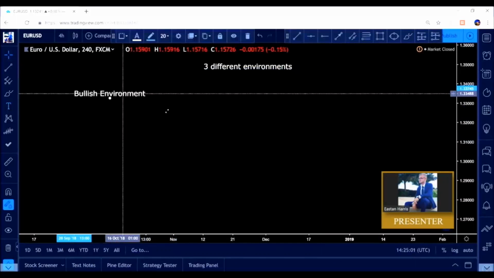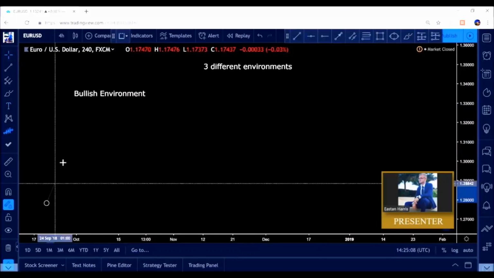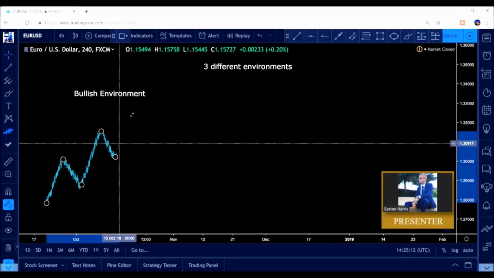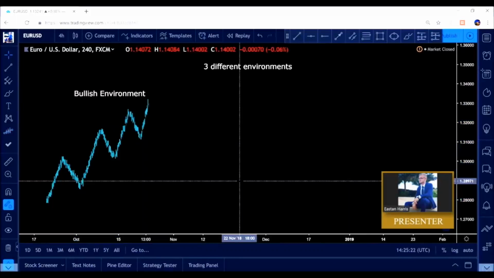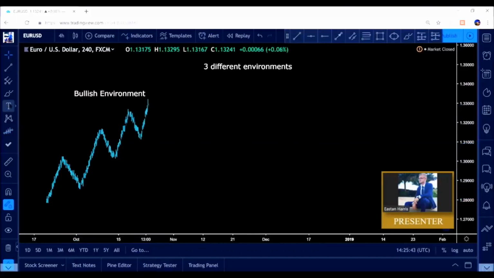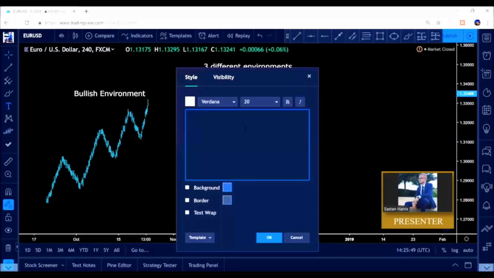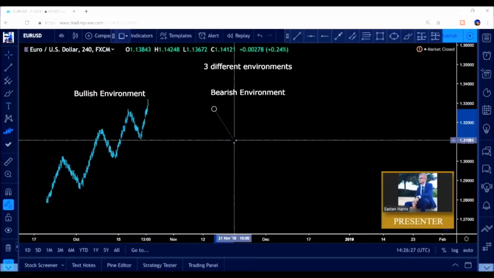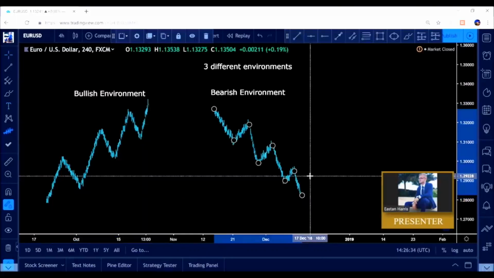So we have a bullish environment, and within a bullish market, you're going to see the buyers are the ones in control. This is your uptrending market. This is the bullish environment. Now the second environment we have to talk about today is the bearish environment. Now this occurs within a downtrending market. Sellers are in control. It's a bearish market.